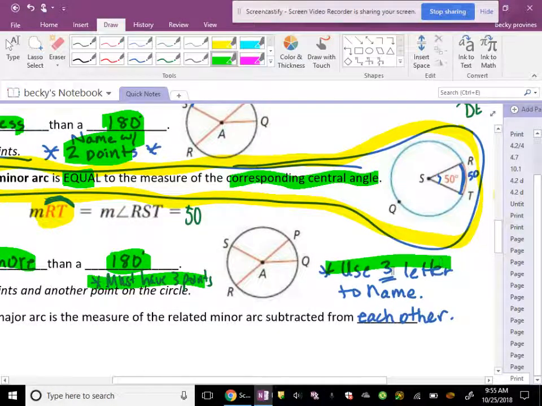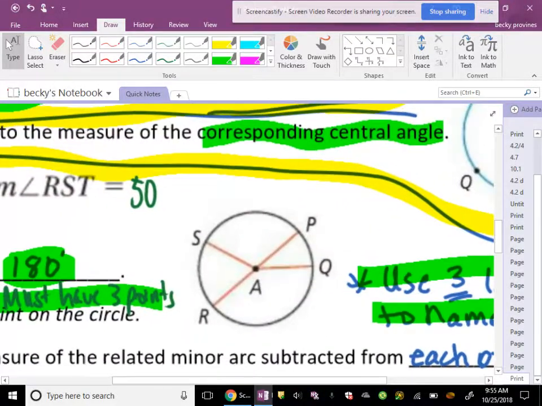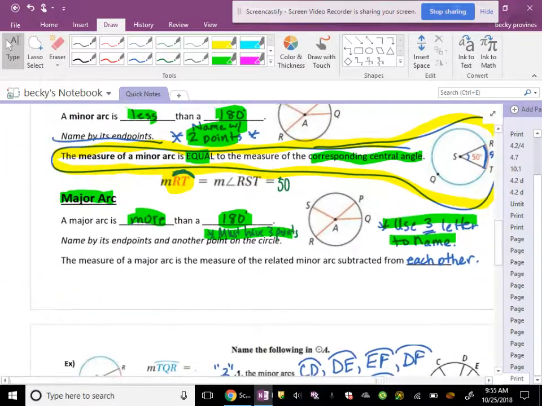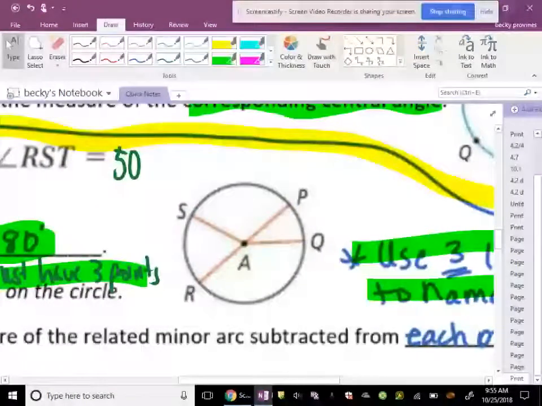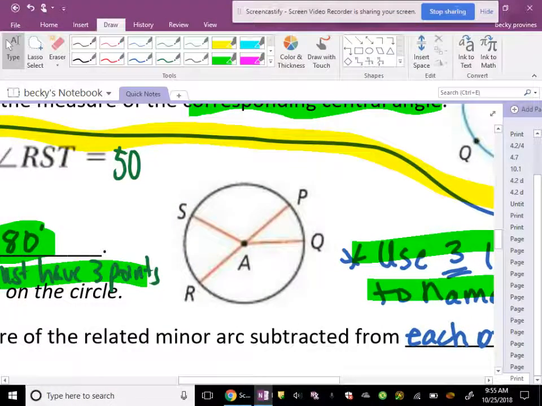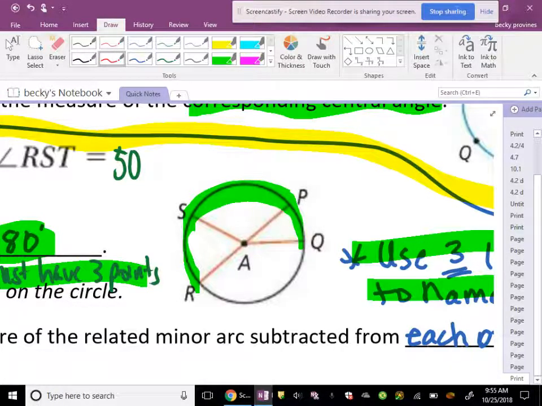Oh, look what I wrote right there. Okay, so let's name a major arc. Now, there are many major arcs here. Here's my question. Is that a major arc? No, that's less than 180. Is that a major arc? No, because that's a semicircle. Is that a major arc? And that is, because it's more than 180.